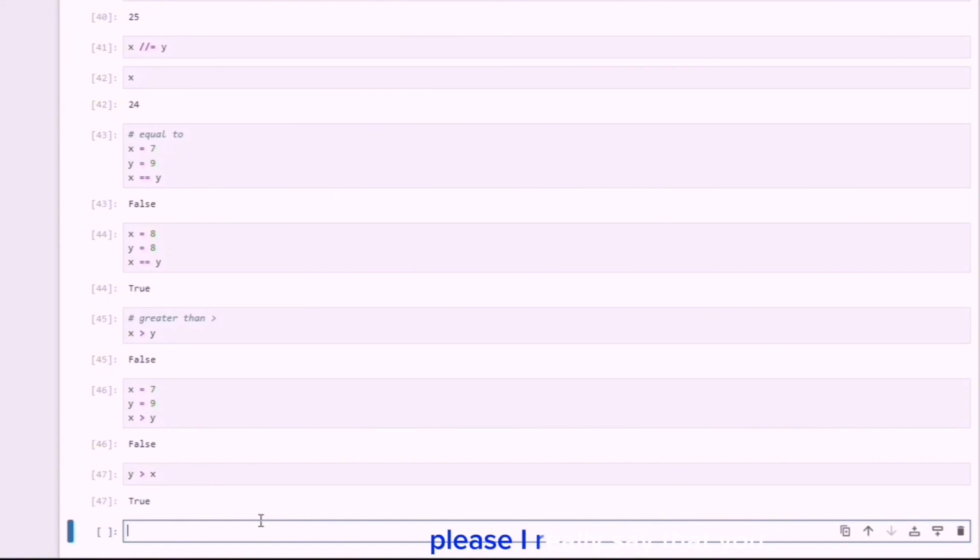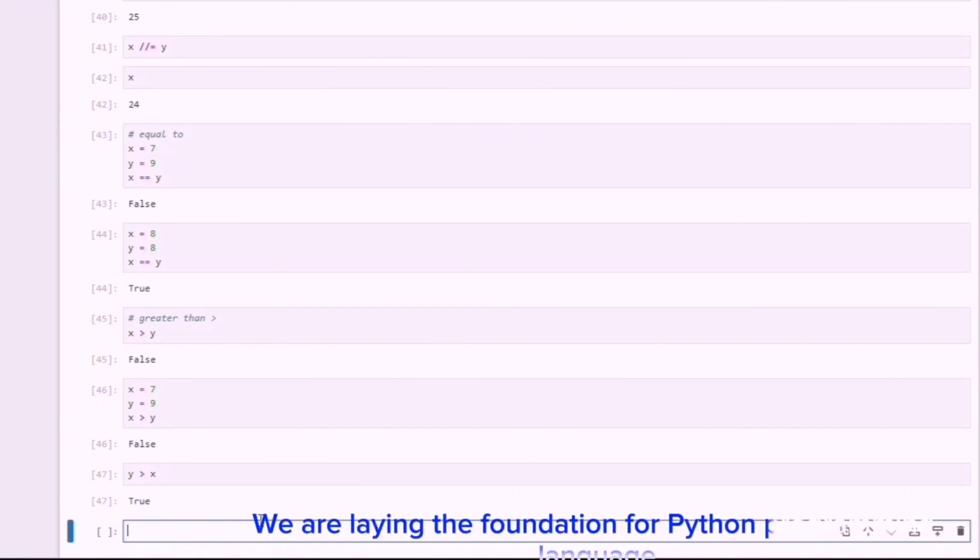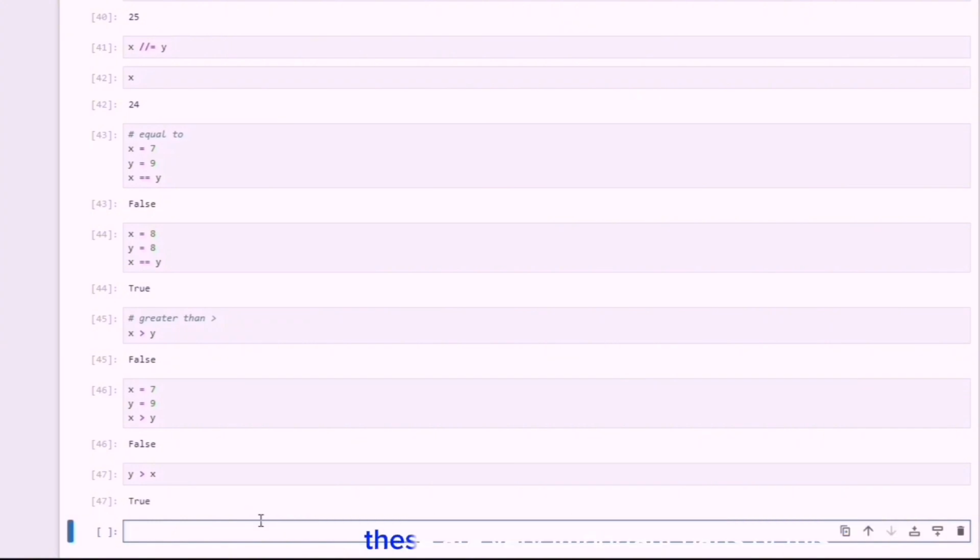Please, I really say that you should pay serious attention to these classes because we are going to be needing this in future. Remember, we are laying the foundation for the Python programming language. So these are very important parts of this course. Don't get bored. Instead, get encouraged to want to learn more, have questions, explore it.